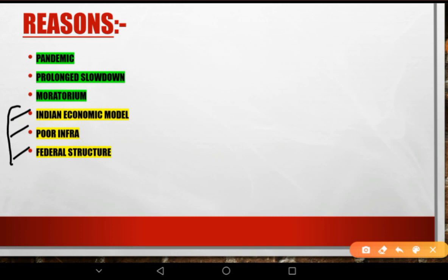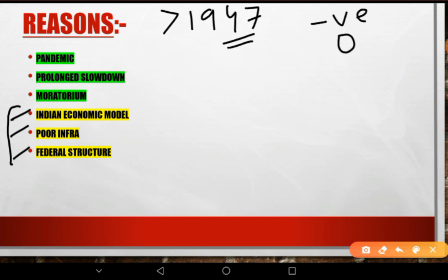First is Indian economic model. Now when I say Indian economic model, India's economic model is a consumption based economy. When I say consumption based economy, let's understand it from 1947 or before that. Before 1947, Britain was ruling our country and our GDP was either negative or zero, because what Britain was doing, they were just getting the raw materials out of India, manufacturing the goods in England, and again pushing those back. So what China is currently doing, the same thing Britain was doing before 1947.